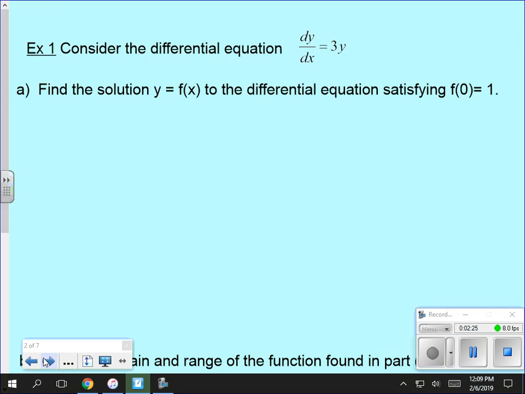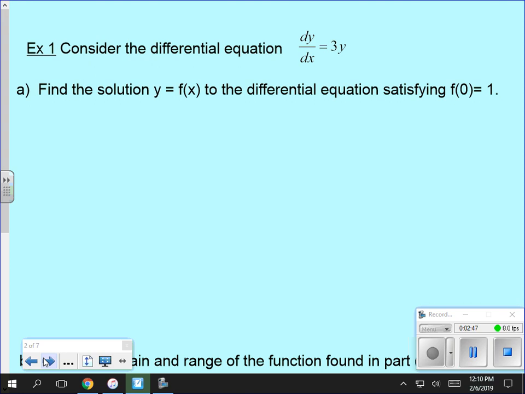Okay, so consider the differential equation dy dx equals 3y. Find the solution y equals f of x to the differential equation, satisfying the initial condition f of 0 equals 1.